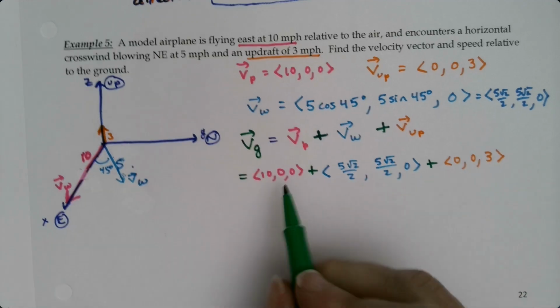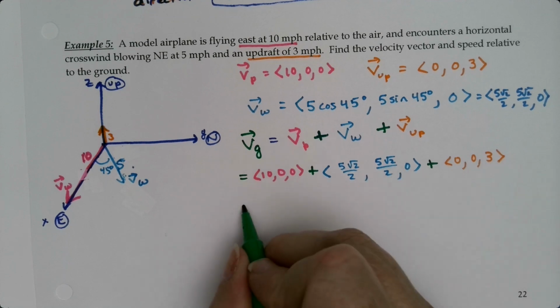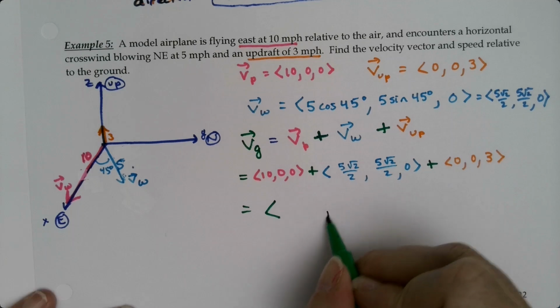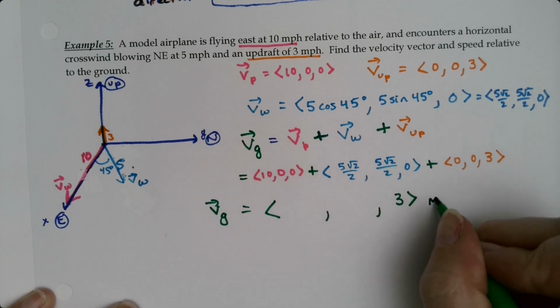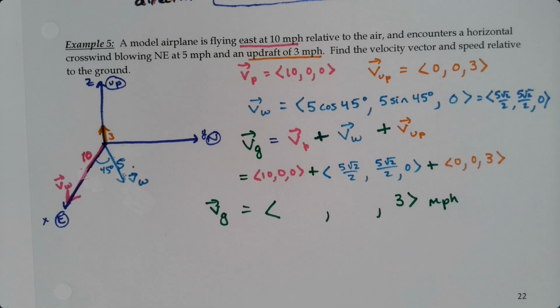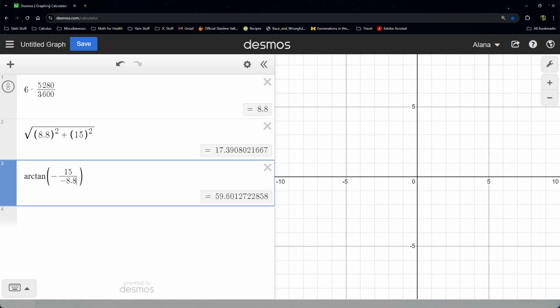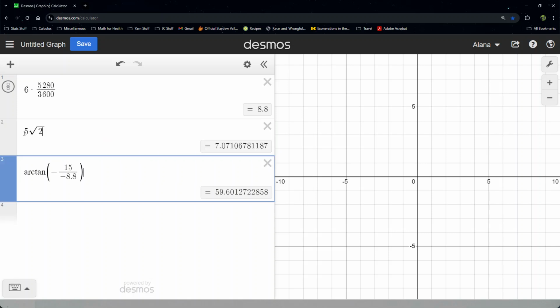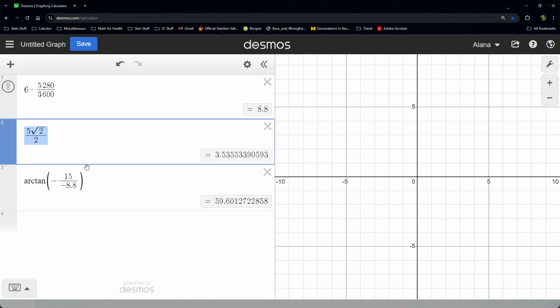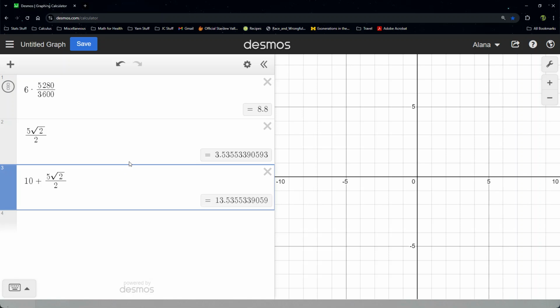Okay, so I do need to go to Desmos to add. The one piece I can add is the z components, 0 plus 0 plus 3. So I know that my z component is going to be 3. Like, I know that. That's going to happen. And this will be in miles per hour. I know that. So let's go find those numbers. So I need 5 square root of 2 over 2, and I need 10 plus 5 square root of 2 over 2. And then I need 10 plus that. All right, so I get 3.536 and 13.536.